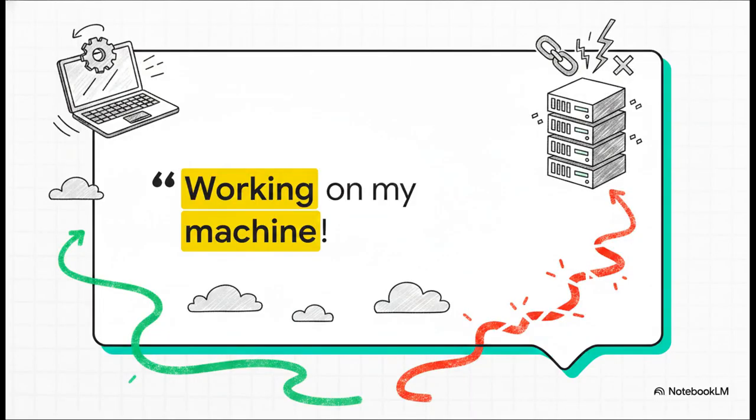You know the drill. You write some absolutely brilliant code. It runs flawlessly on your local laptop, and then it completely breaks the second it gets deployed to a production server. It's the infamous, well, it works on my machine, excuse. And honestly, it's a massive headache for everyone involved.